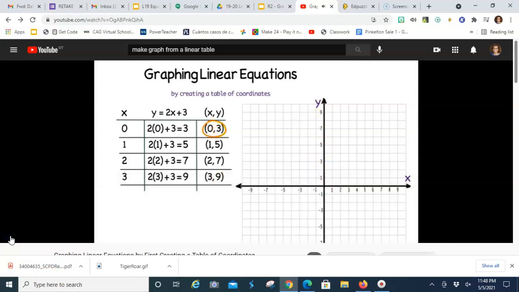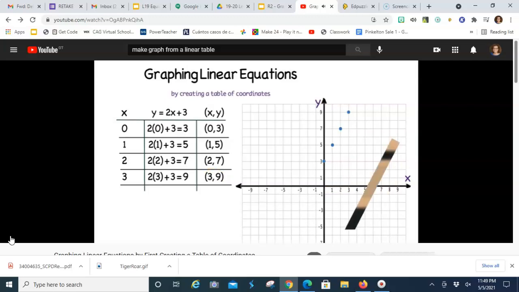Okay, so now I take the first ordered pair, 0, 3. I start at the origin, I go over 0, and I go up 3, and I make a point. Now I take 1, 5, go to the origin, over 1, up 5, make a point. Go to the origin, go over 2, up 7, make a point. Back to the origin, go over 3, and up 9. And there is my last point, and now I connect them.